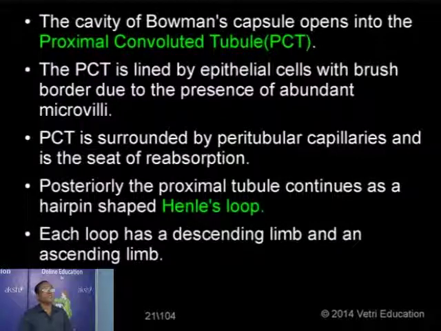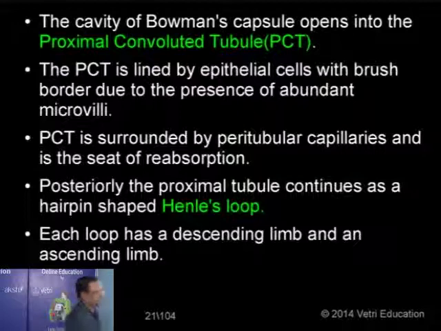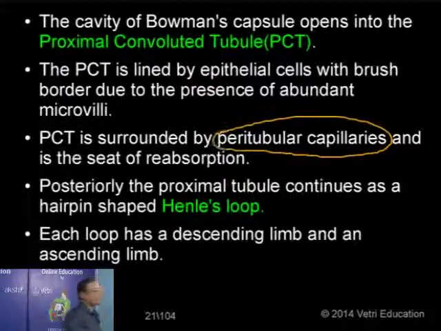The PCT is surrounded by a network of blood capillaries, which are formed by the repeated branching of the efferent arteriole. They constitute peritubular capillaries. So what are peritubular capillaries? After leaving the glomerulus, the efferent arteriole forms a second network of capillaries all around the renal tubule, and they are together called peritubular capillaries.